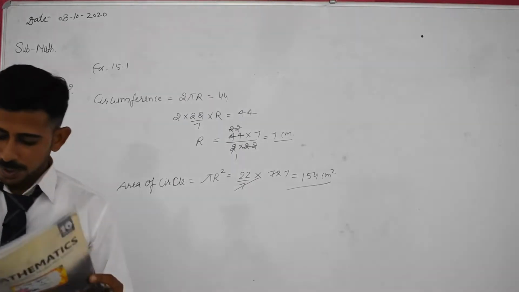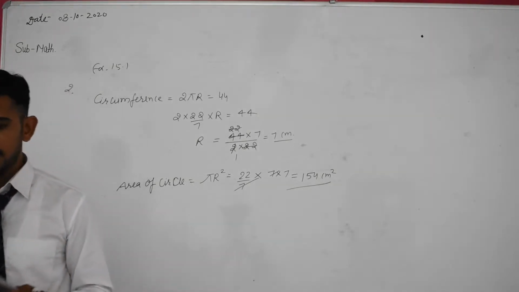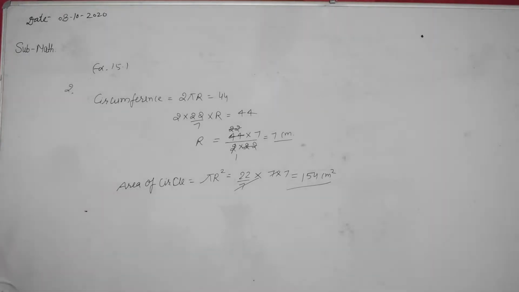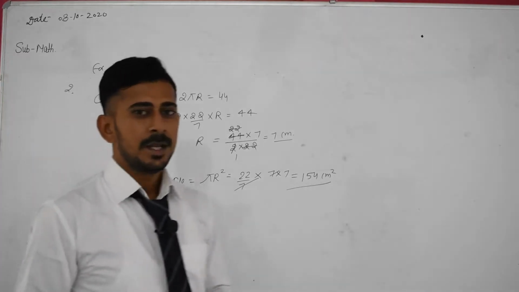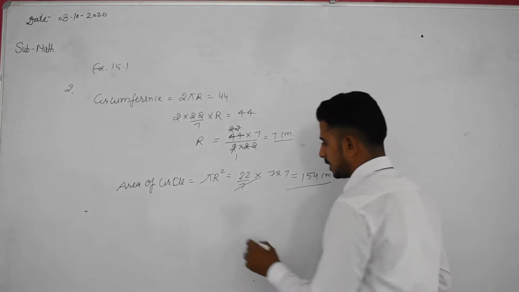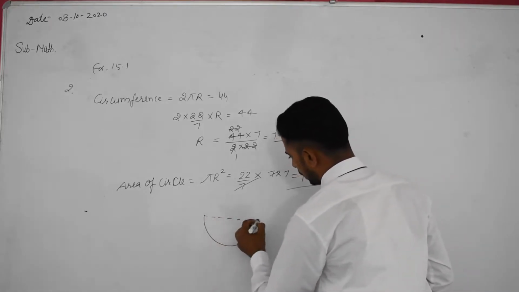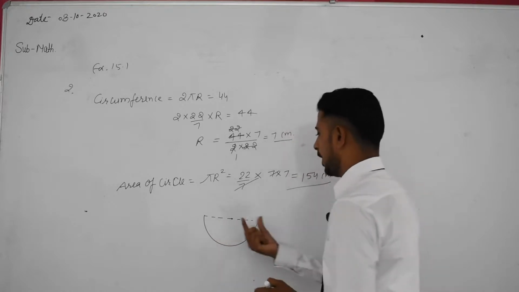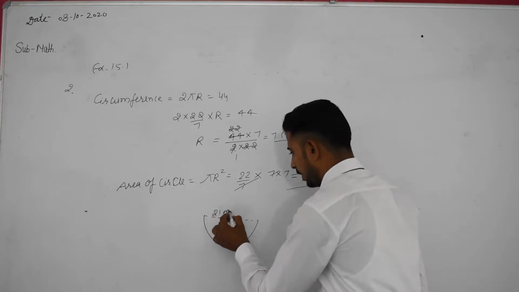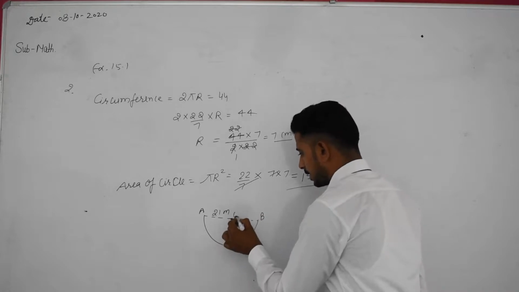Question number 3 is, radius of semicircular plot is 21 meters. Find its area and perimeter. Means radius is given of semicircle and this part is a semicircular plot. It means we want the perimeter and area of semicircle. Radius is equal to 21 meter. Point A, B and center is O.